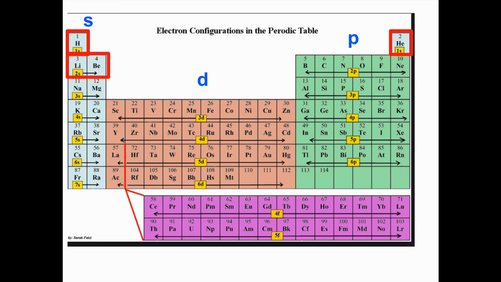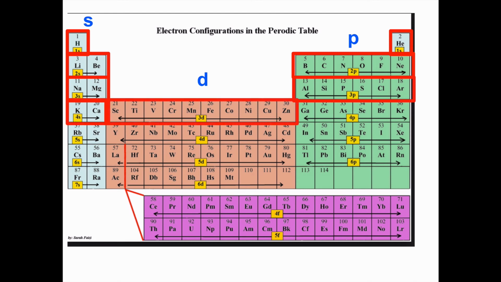Now you fill the 2s. After the 2s fills the 2p. After the 2p fills the 3s. After the 3s fills the 3p. Now here's the weird one. The 4s fills before the 3d. Once you finish filling the 3d, once you've put in 30 electrons to get zinc's electron configuration, then you start filling the 4p. After the 4p, you go down to the 5s, and then the 4d, and so on.